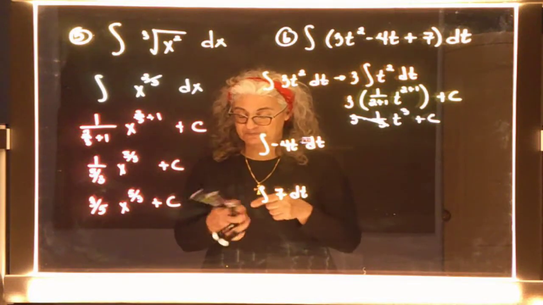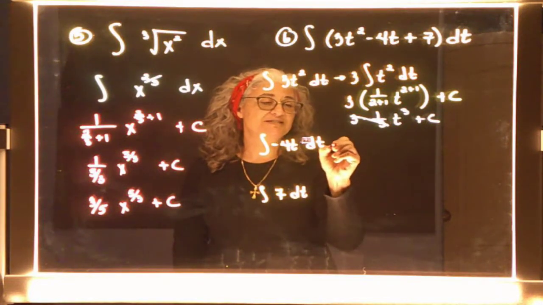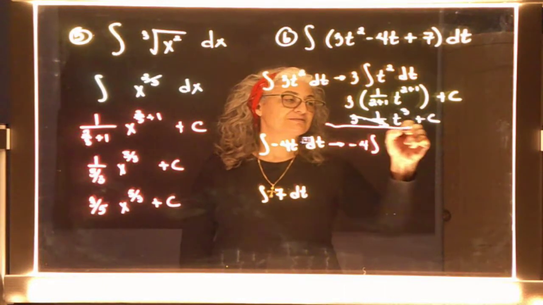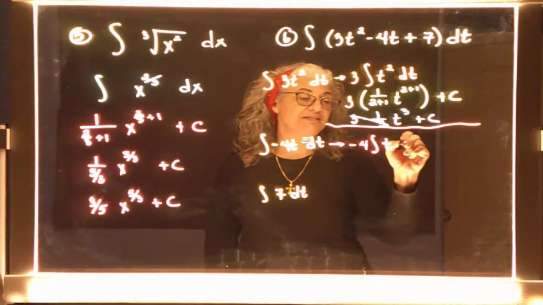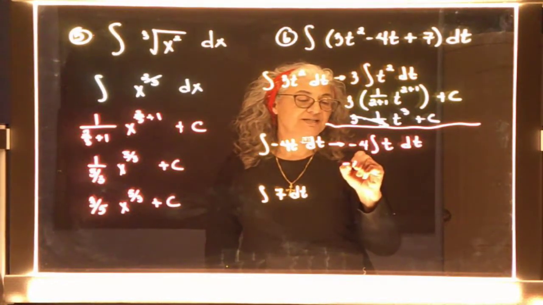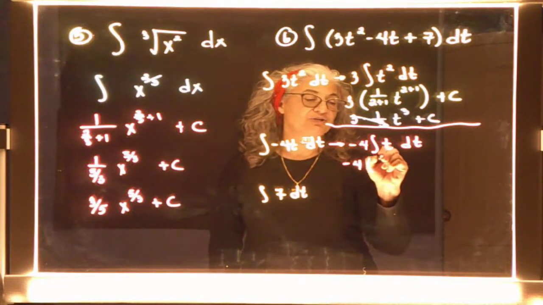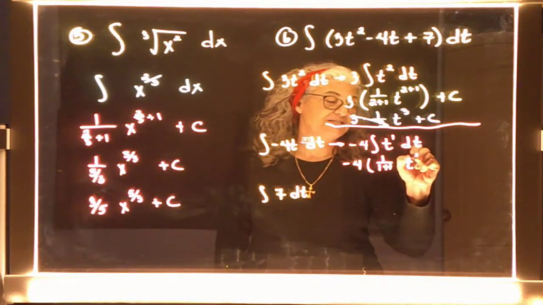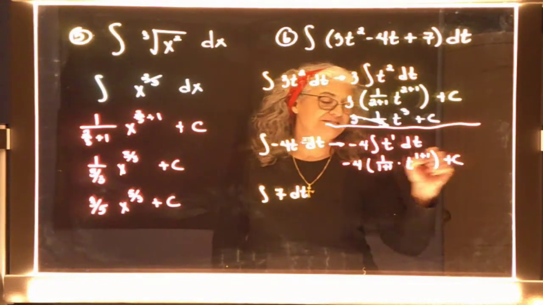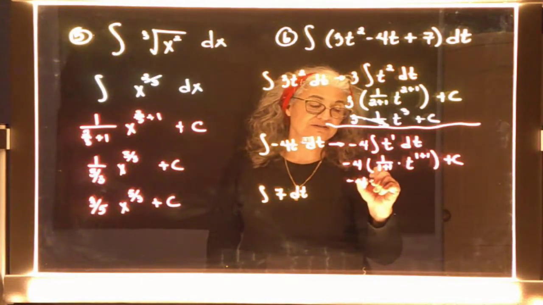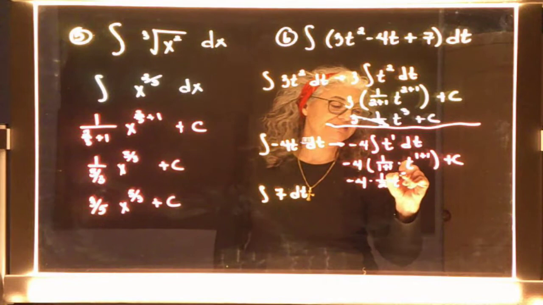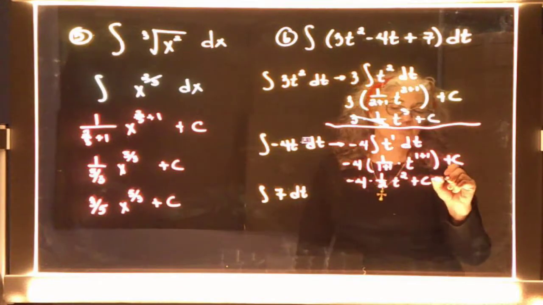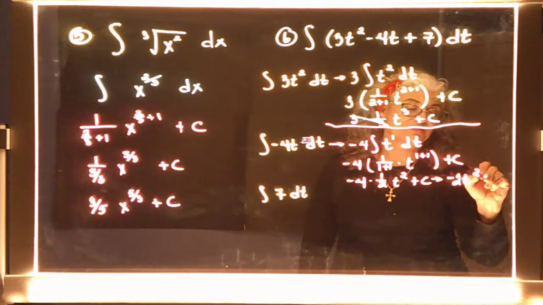Let's look at this next one. That negative 4, should it stay there? Nope, I can pull the coefficient out in front and take the antiderivative of just t. So we have negative 4 times, good, 1 over 1 plus 1, because that's its power, times t to the 1 plus 1, yeah, plus a c, which gives me negative 4 times 1/2 t to the 2nd, which gives me, good, these guys reduce to a negative 2t squared plus a constant.